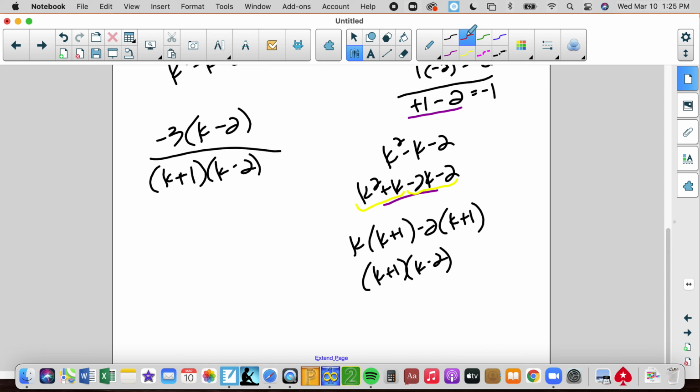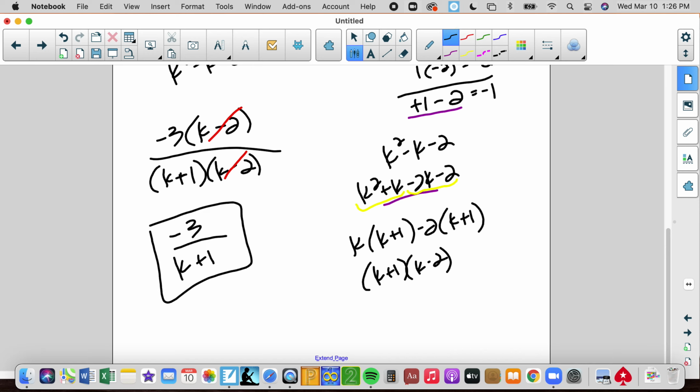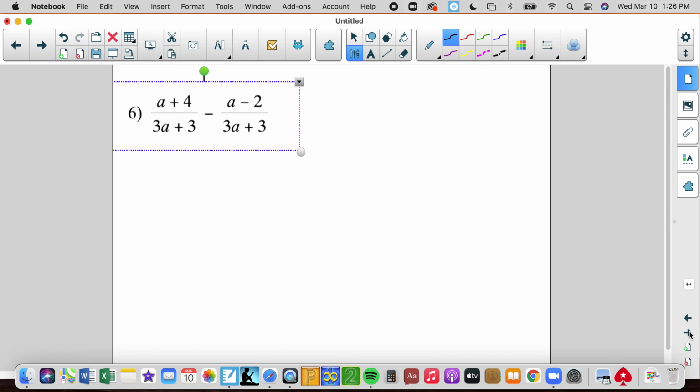Isn't it so satisfying when they cancel like that? That's a nice one. You end up with negative 3 over k plus 1. These are doing much better than the homework problems in simplifying.